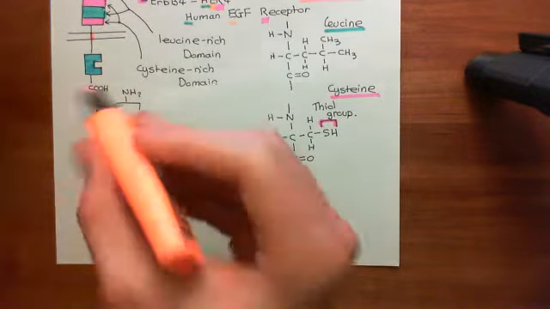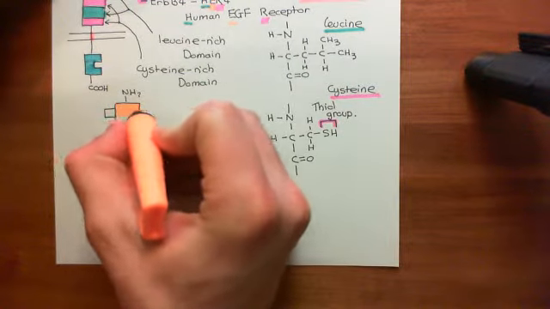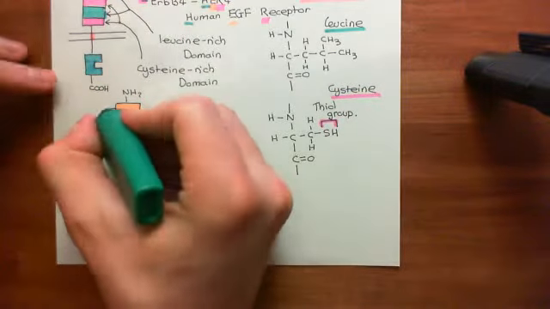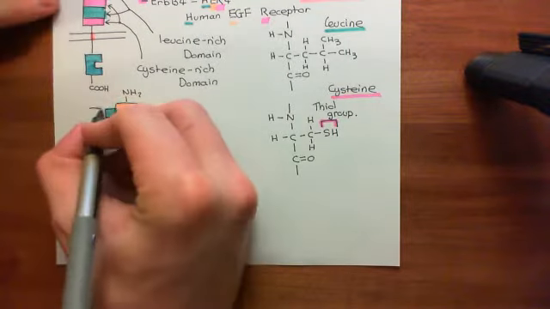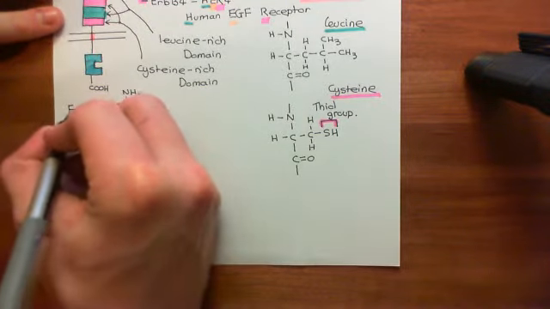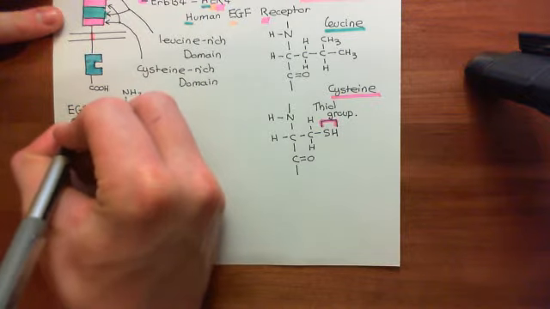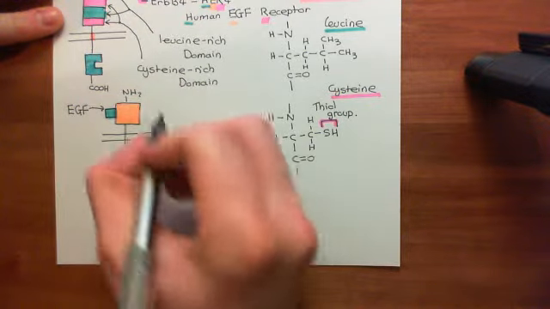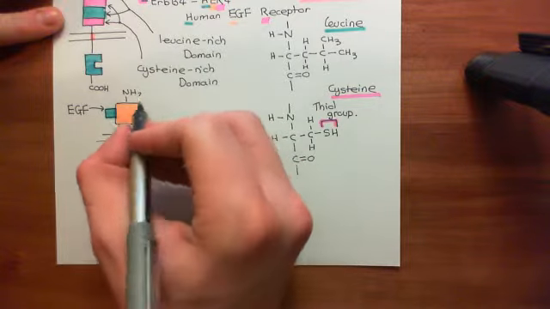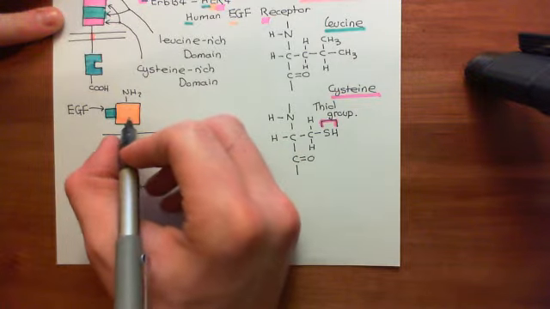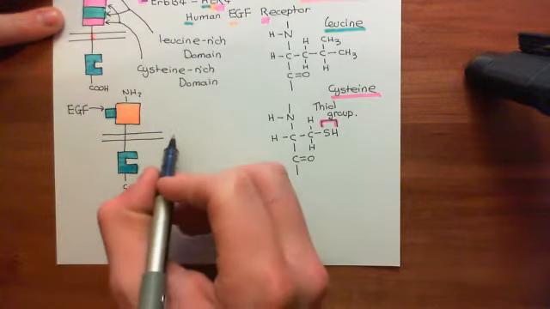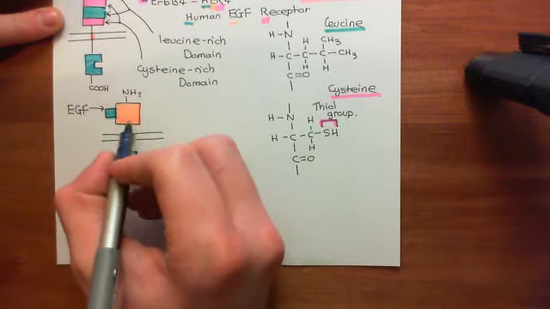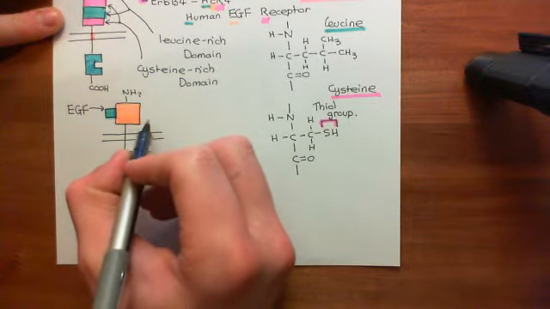Okay, then we've got our ligand binding domain here in orange. Okay, and then we've got our ligand now bound to the ligand binding domain here in turquoise. Okay, and of course our ligand in the case of the epidermal growth factor receptor is going to be epidermal growth factor, EGF. Okay, so what's now going to happen is that this epidermal growth factor receptor, which has got epidermal growth factor bound to it, is going to dimerize with another epidermal growth factor receptor, which has got epidermal growth factor bound to it.